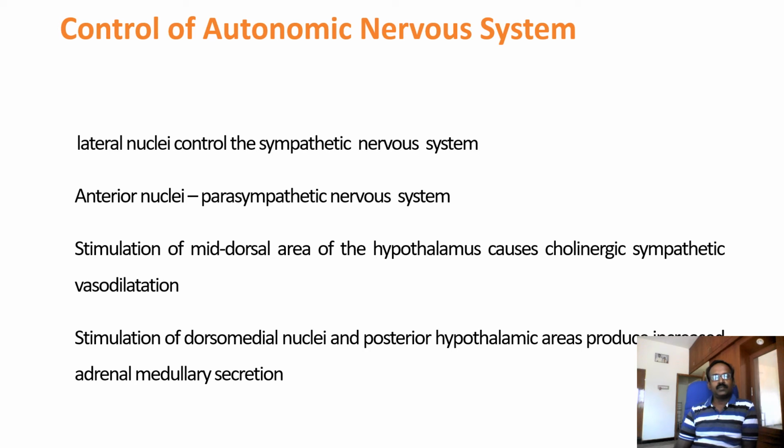Control of the autonomic nervous system is the next function of the hypothalamus. The lateral nuclei of the hypothalamus control the sympathetic nervous system. The anterior nuclei of the hypothalamus control the parasympathetic nervous system. Stimulation of the mid-dorsal area of the hypothalamus causes cholinergic sympathetic vasodilatation, mainly in the piloerector muscles and skin. Mainly, sympathetic stimulation produces vasoconstriction, but in this place only it produces vasodilatation.